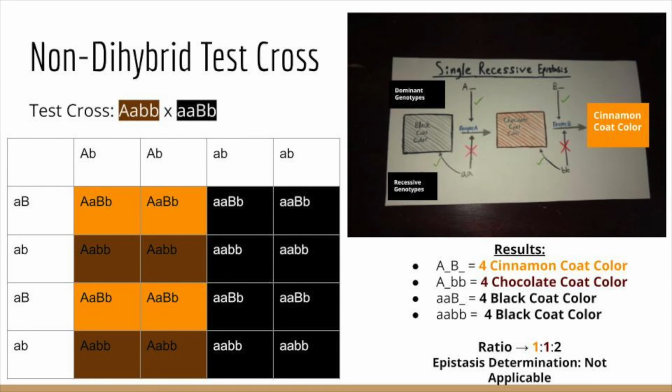Additionally, 4 chocolate coat color offspring arise because of their dominant A alleles at the first locus, but expressing a homozygous recessive genotype in the second locus, inhibiting enzyme B and resulting in this phenotype. Lastly, the 8 black coat color offspring who express the homozygous recessive genotype at the A gene cause inhibition of enzyme A, resulting in this phenotype. This cross leaves us with a 1 to 1 to 2 ratio.